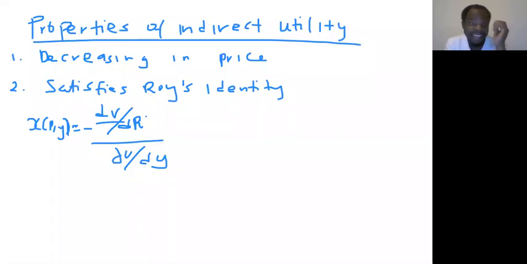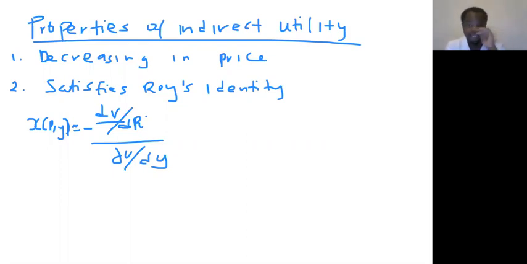Once you are buying less of what you previously purchased, your maximum utility is going to be reduced. So the indirect utility has the property that it's always decreasing in price. Anytime your price increases, we expect your maximum utility to decrease.